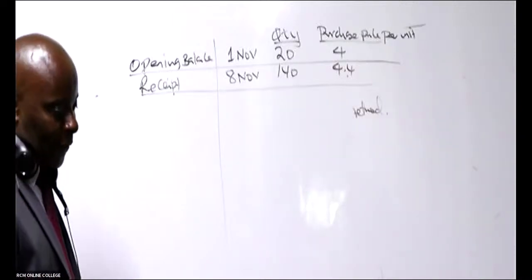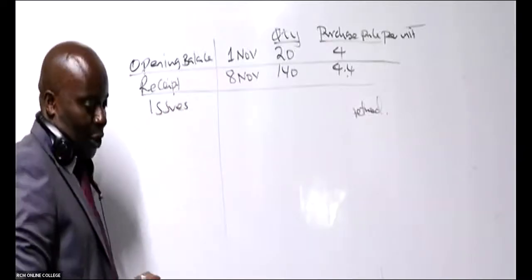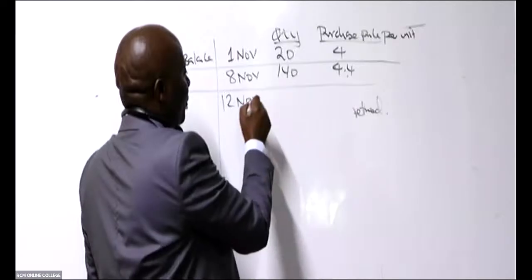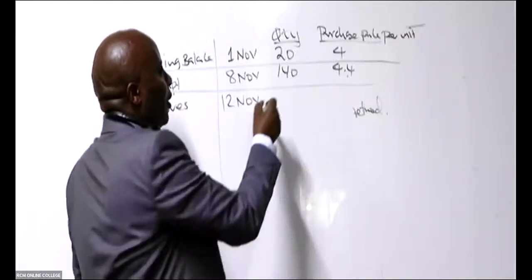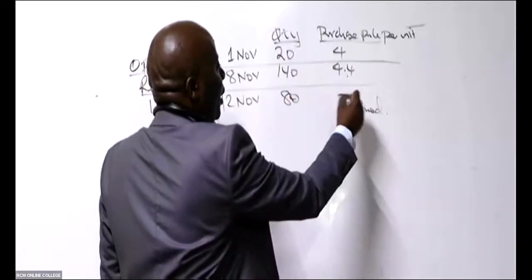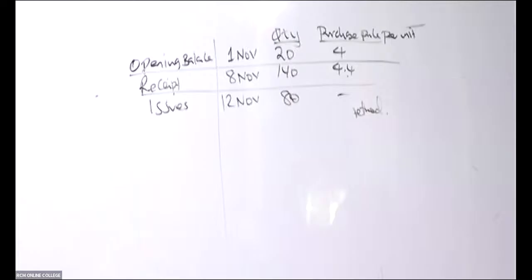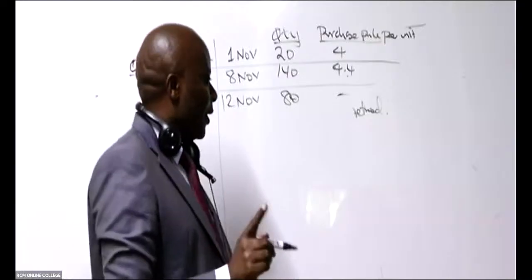Then we had issues. That was on the 12th of November. We issued 80. Whenever you're issuing, the purchase price cannot be given, and if it's given, it is irrelevant.